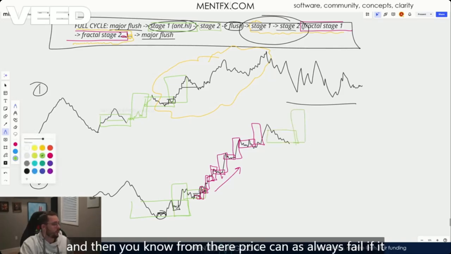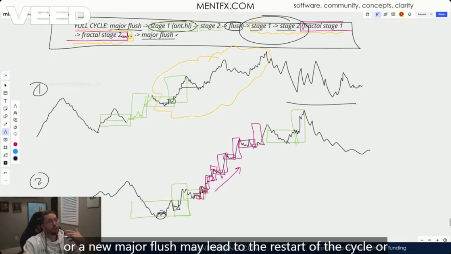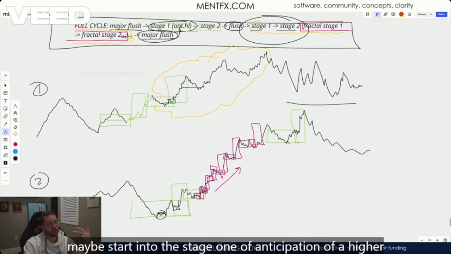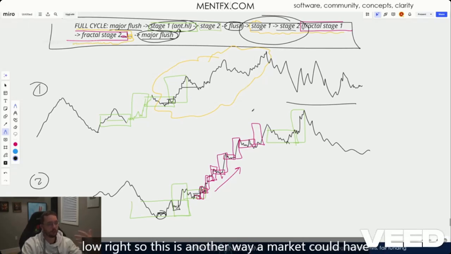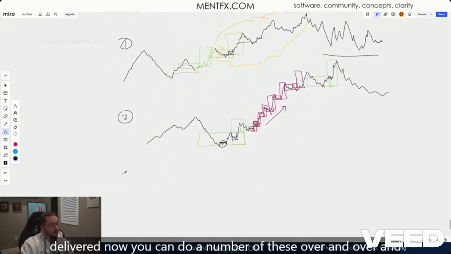And then, from there, price can, as always, fail if it wants to, or whatever it does, right? You can have that happen, or a new major flush may lead to the restart of the cycle. So a restart into the stage 1 of anticipation of a higher low, right? So this is another way a market could have delivered. Now you can do a number of these over and over and over again, right?